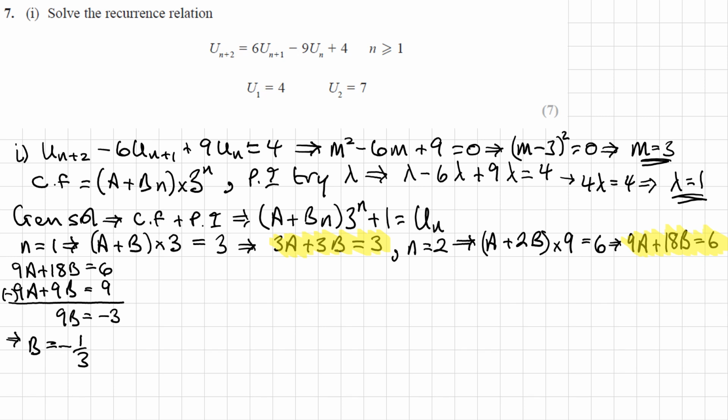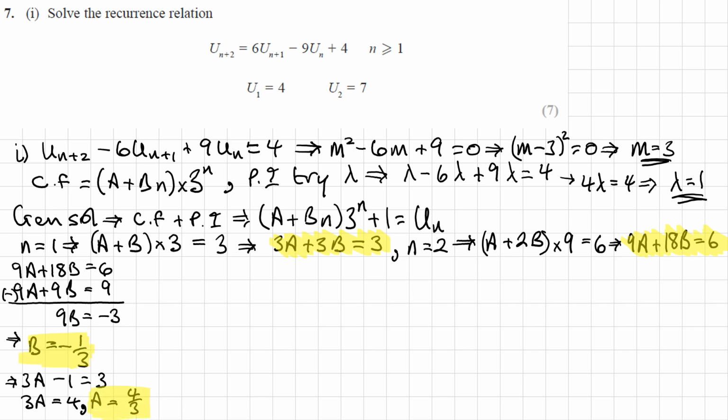Now if I substitute that into this equation here, let's do that. So I'll have 3a and then 3 times by negative a third, which is going to be minus 1, is equal to 3. So we'll have 3a is equal to 4, and then a is equal to 4 over 3. So let me just highlight those two values. B is negative a third, a is 4 over 3.